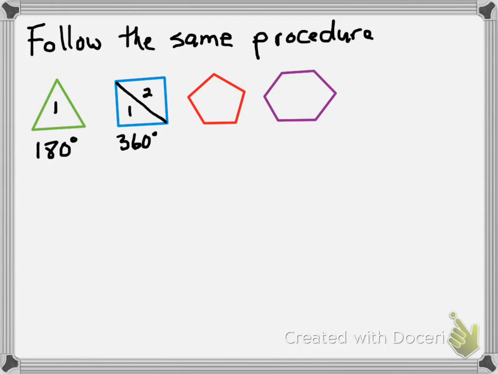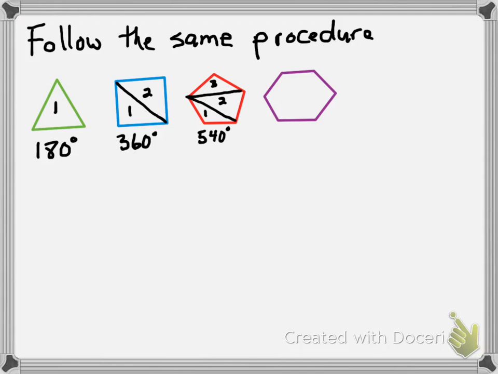Okay. Now, the pentagon, there could be a couple of different ways you could do this, but this is the way I'm going to show you. You could have had your line go across and then down to this side or whatever, but either way, as long as you didn't cross any lines, you end up with 1, 2, 3 triangles. Since triangles are 180 apiece, that makes 540 degrees.